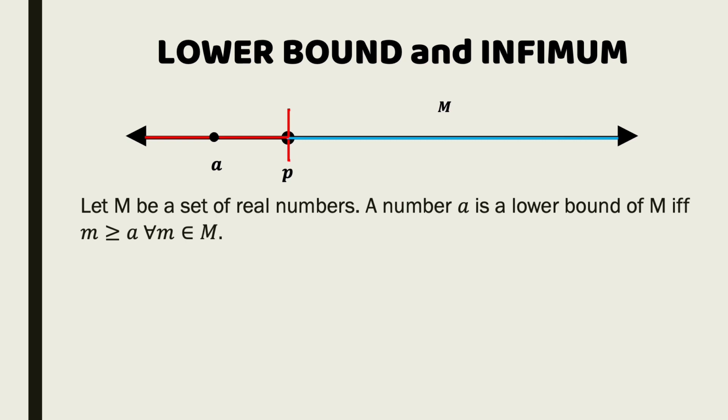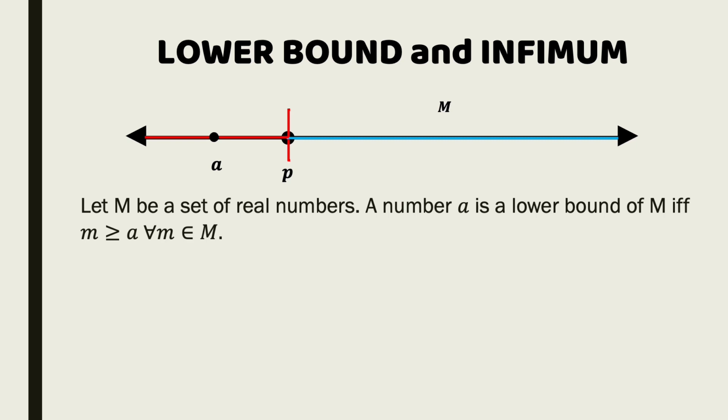In fact, all real numbers in color red are lower bounds, including p, which is part of set m because we have the condition greater than or equal. A lower bound of a set may or may not be contained in the given set. If it is contained in the set, then it is the minimum value of the set. In this example, m minimum is equal to p.